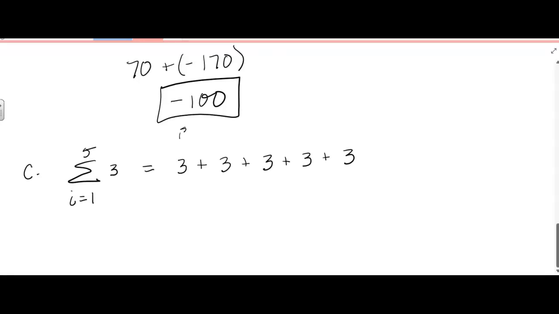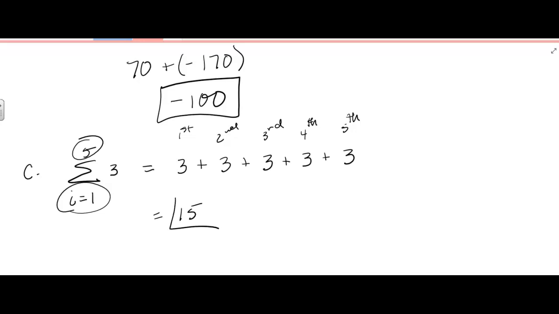Because I did the first term, the second term, the third term. It wasn't based on I. It just was a 3 every time. But I have to know how many to do, and I'm going from 1 to 5. Okay? So 3 times 5 is 15. And that would be the summation.